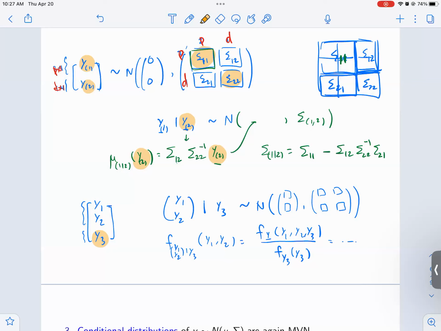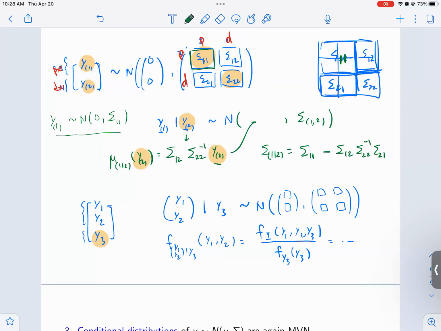The main purpose of mentioning this conditioning formula is to observe that if sigma 1, 2 is 0, then y1 and y2 are independent, because the conditional distribution of y1 given y2 is no longer dependent on y2. It's going back to the marginal distribution. The marginal distribution of y1 here is normal with mean 0 and covariance sigma 1, 1. The conditional distribution is in general different, unless sigma 1, 2 is 0, in which case it gives you back the marginal distribution. That's the main point that I want to make.